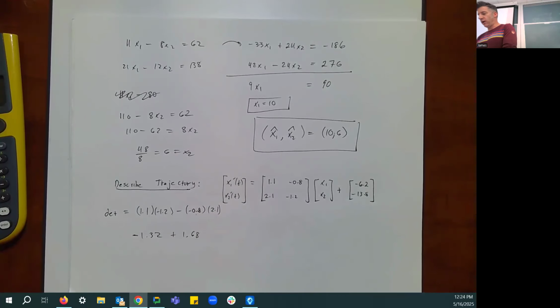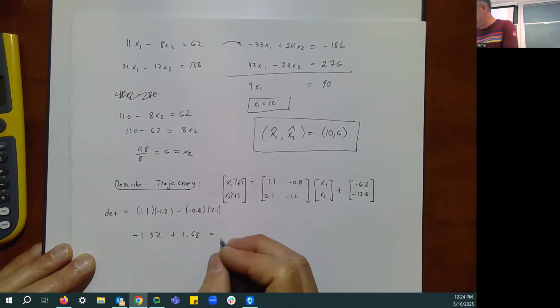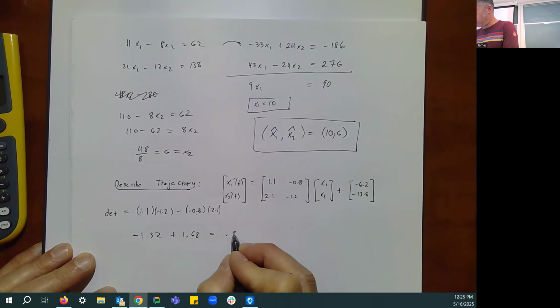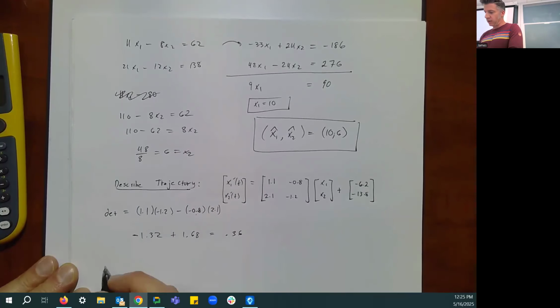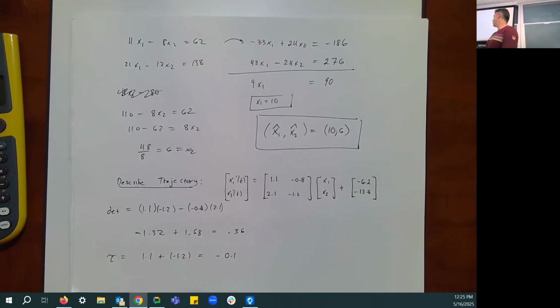And I'm disappointed because my determinant is positive, which means I have to do more work. So I get 0.36. And then my trace is 1.1 plus negative 1.2, which is negative 0.1. So here's what I know so far. I know it's stable. I know it's not a saddle. And I know I'm on the stable side of that picture.